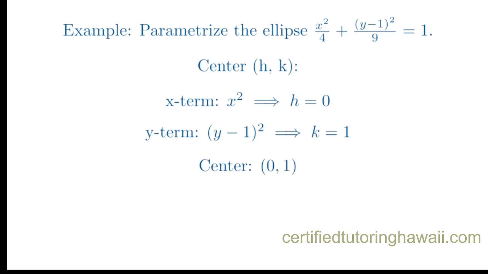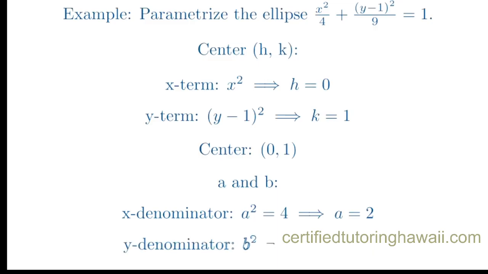Remember that a is the half-length of the major or minor axis, and b is the other. The denominator under the x squared term is 4. That's a squared, so a is 2. The denominator under the y minus 1 squared term is 9. That's b squared, so b is 3. In this case, since b is larger, the ellipse is oriented vertically.